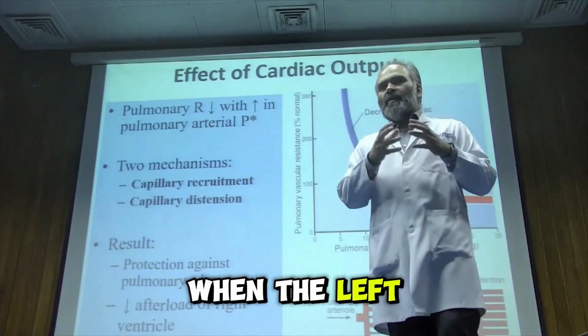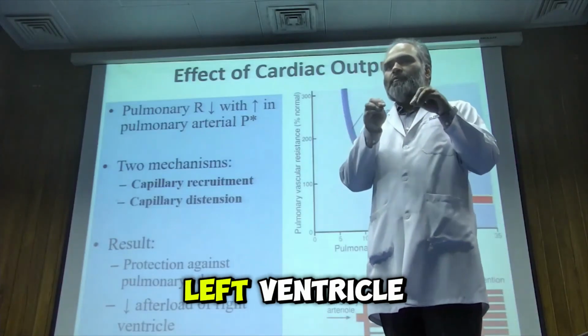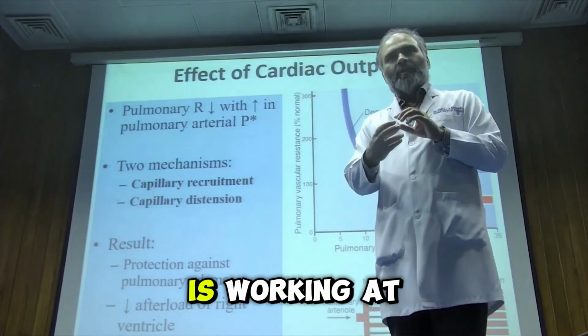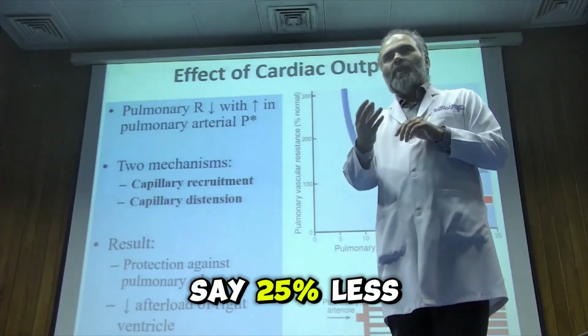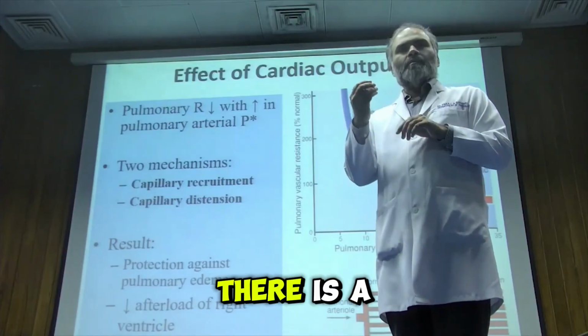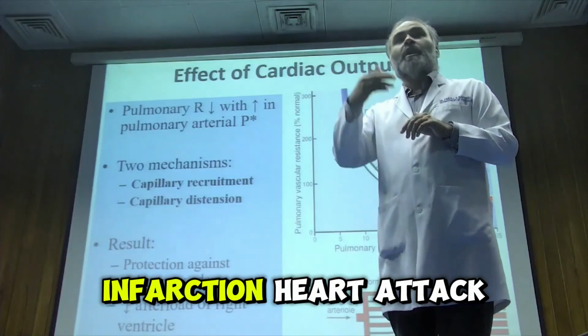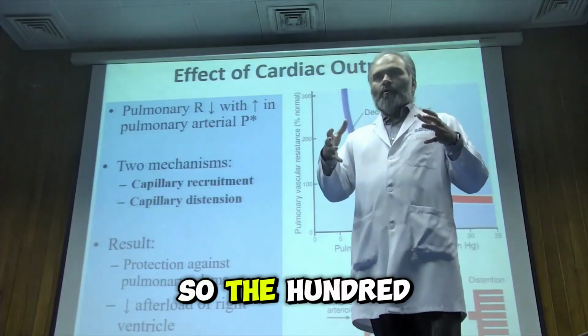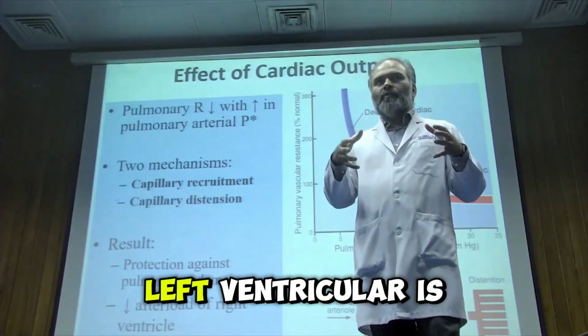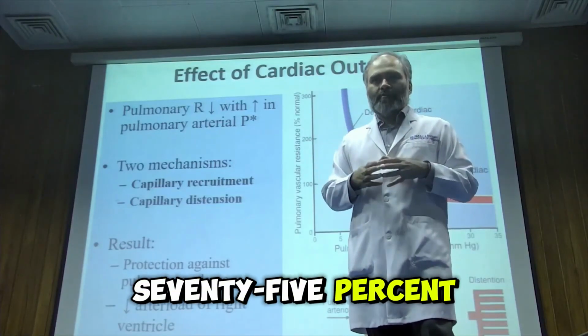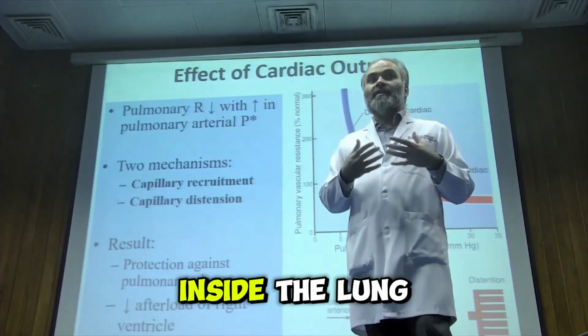However, when the left atrium dumps its blood into the left ventricle, the ventricle is working at, say, 25% less than normal. There is an MI, or myocardial infarction, a heart attack. So the 100% working left ventricle is now down to 75%. What do you think would happen inside the lung?